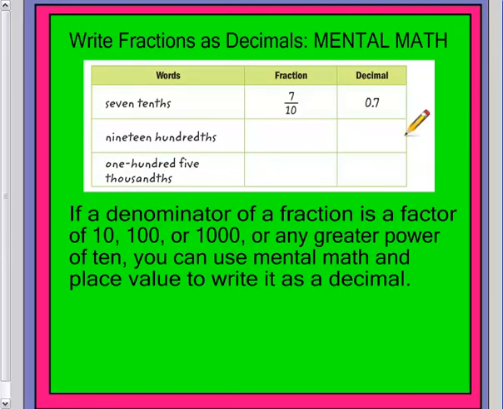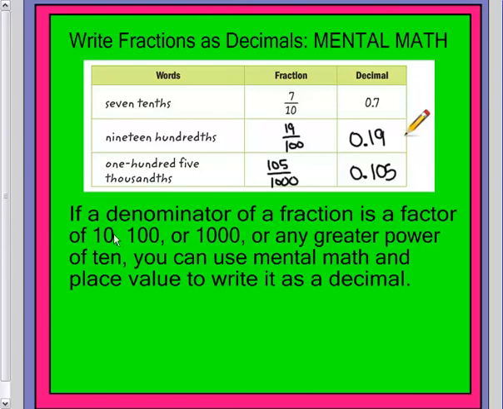Let's look at writing fractions as decimals. Okay, if we have 7/10, it looks like a fraction, 7 over 10, and the decimal would be written as 0.7. Then 19/100, 19 on top, hundredths on the bottom, so 0.19. Then 105/1000, so we put 105 on top, thousandths on the bottom, and we know it goes 3 places for thousandths, so 0.105.